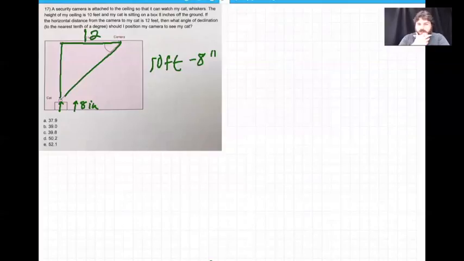So let's go ahead and figure that out. When you have feet and inches together, you got to put it all in the same units. So let's put it into inches. 10 feet is 10 times 12. It's 120 inches. If I take away 8, I get 112 inches. So that's 112 inches. And then we want to take this 12 feet and convert it to inches. So we multiply by 12. I get 144 inches there.